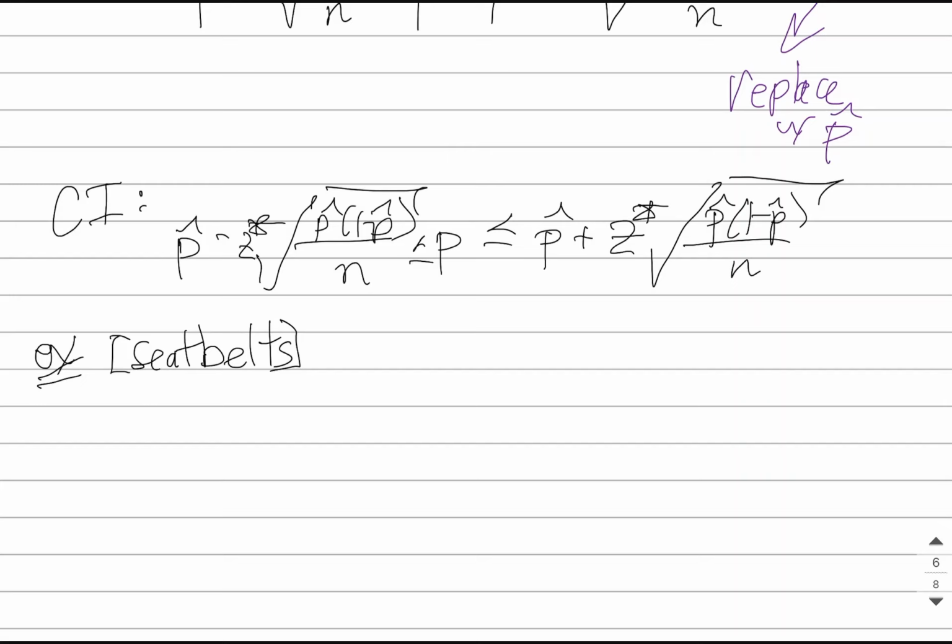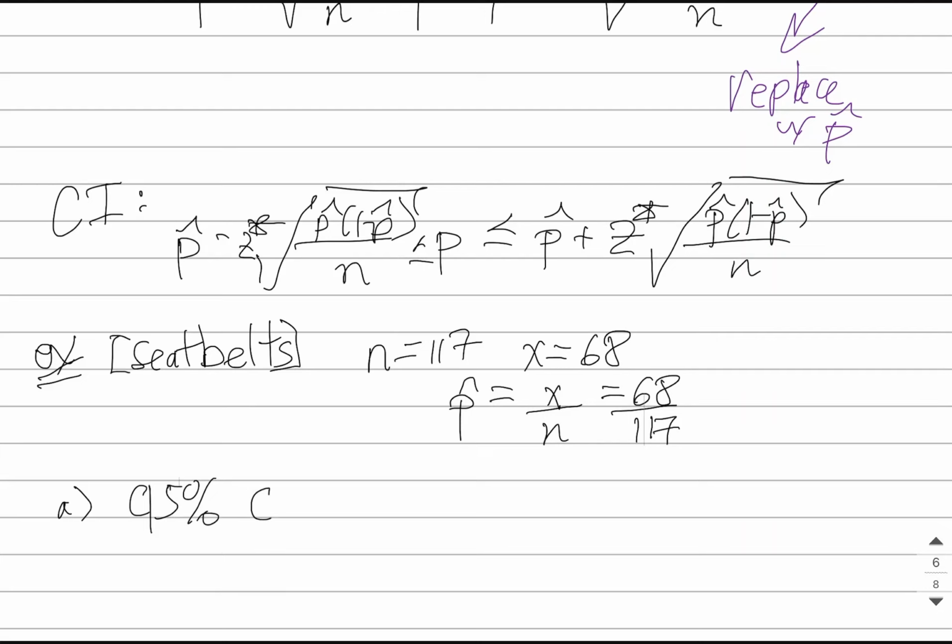So for example, on the PDF sheet that I've attached here, I've got a question regarding seat belts. And so this is a proportion question, and we've been given some sample data. Now, we've been told that the sample size is 117 and the number of successes is 68. So you could easily estimate your sample proportion as 68 by 117. Now in part A, what we want is a 95% confidence interval.